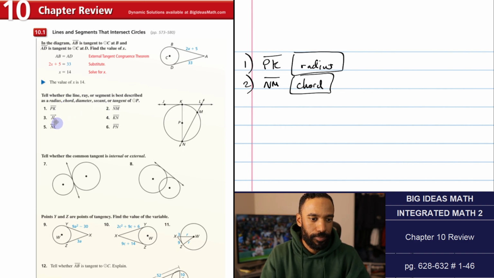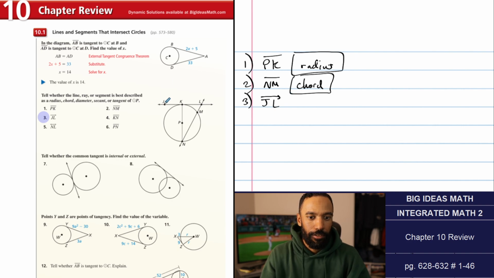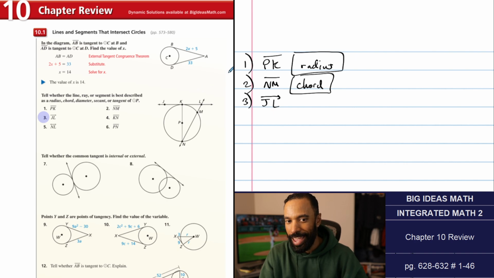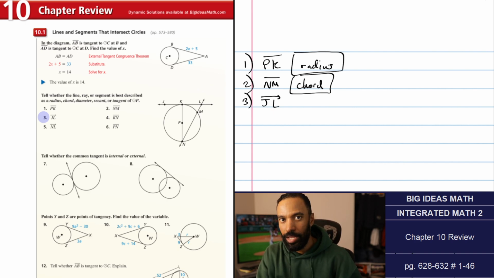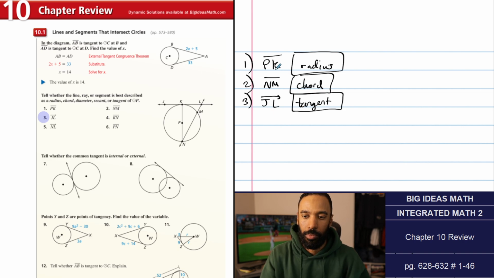Number 3, JL, and JL is a ray, so not a segment. So ray JL goes from J to L, touching K along the way. K is a point of tangency, so this ray would be considered a tangent ray, if you will, but I'll just state a tangent, as it only touches the circle at one point, like that.